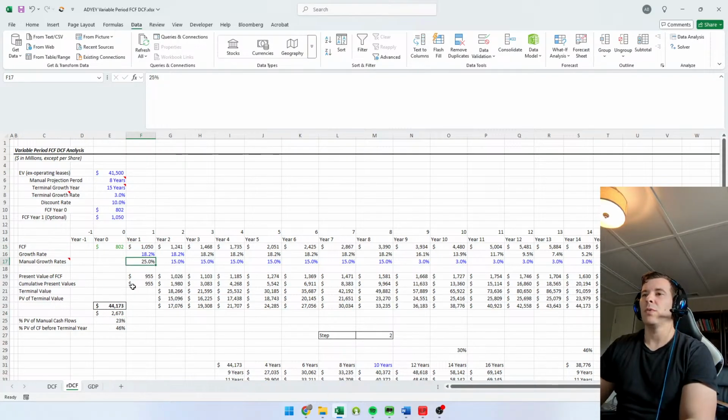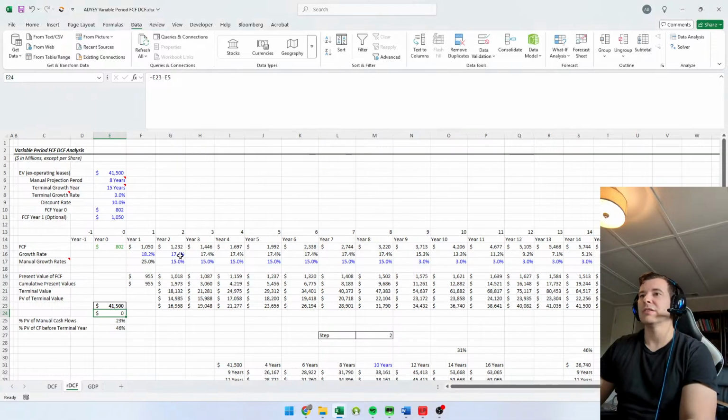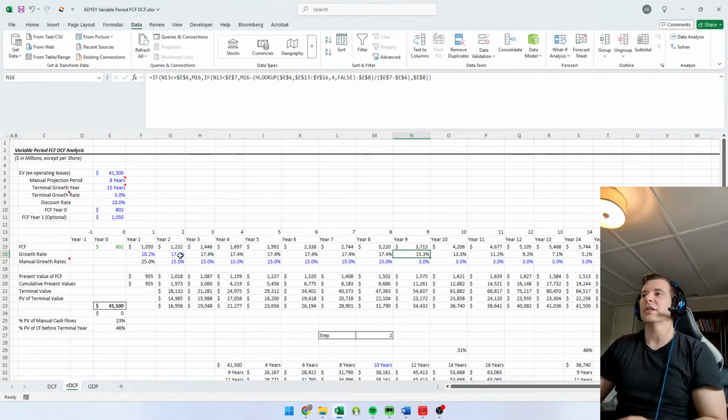And so the valuation is higher than 41.5. And so to set it back to 0, if we are more optimistic about their free cash flows for 2025, we could change this and see that we only need 17.4% for the next years afterwards in order to get to the same enterprise value.